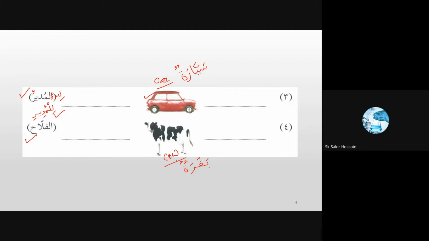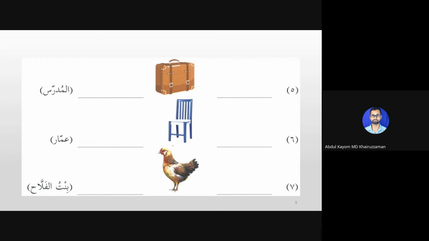هذه البقرة للفلاح. Lil fallahi, exactly. Hazihil bakaratu lil fallahi. So this cow belongs to the farmer, or this is the farmer's cow. We can say this way also.